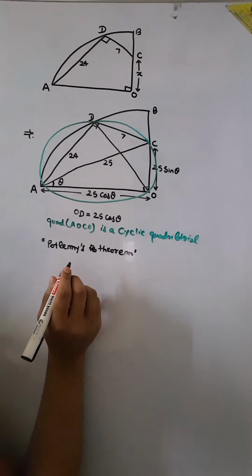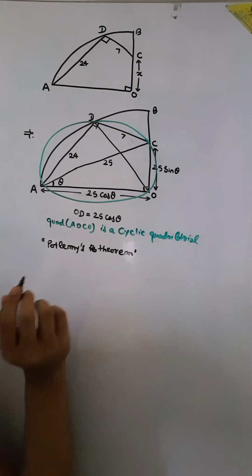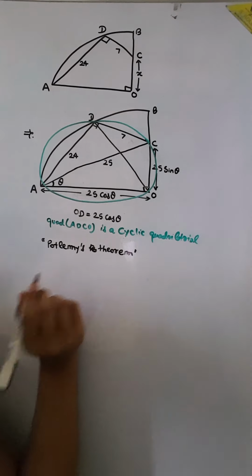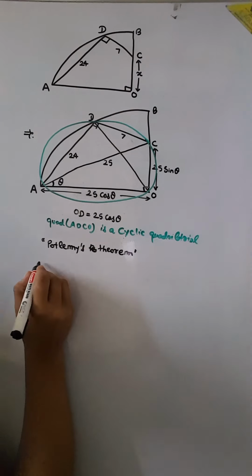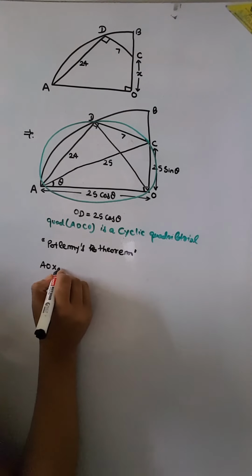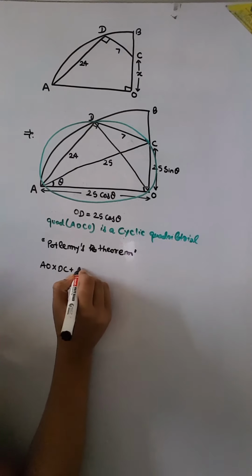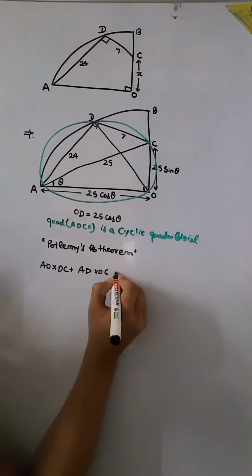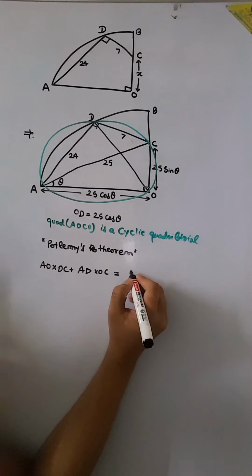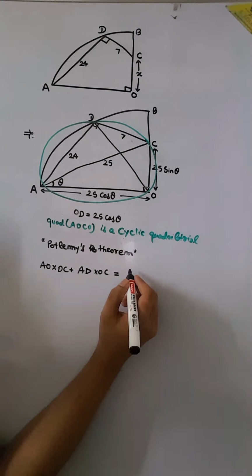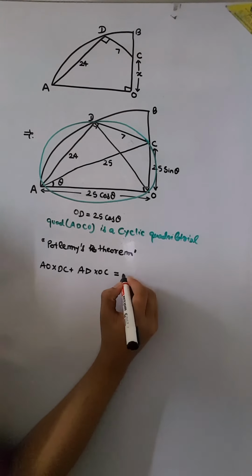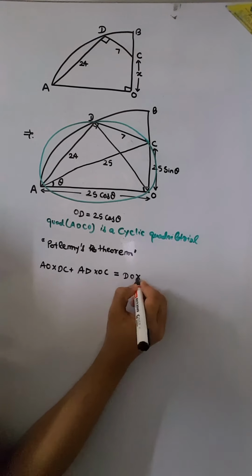that the sum of the products of the two pairs of opposite sides of a cyclic quadrilateral is equal to the product of its diagonals. That simply means that AO multiplied with its opposite side DC, plus AD multiplied with its opposite side OC, will be equal to the multiplication of the diagonals of the cyclic quadrilateral. That is DO into AC.